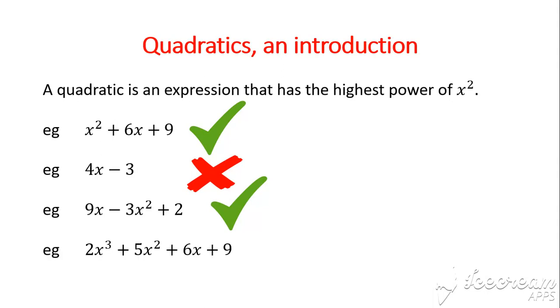And finally, 2x cubed plus 5x squared plus 6x plus 9. Well, you've probably seen the x squared there, but it's not the highest power. The highest power is actually a power of 3, x cubed. So therefore, that power of 3 makes it a cubic, not a quadratic. So that's not a quadratic function.